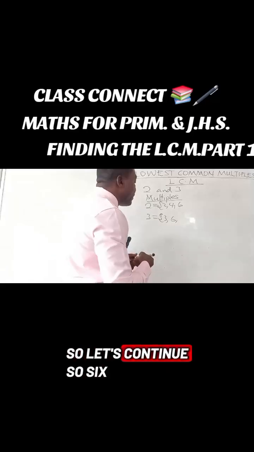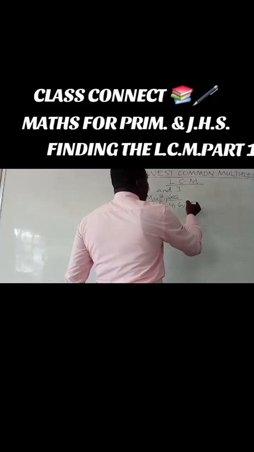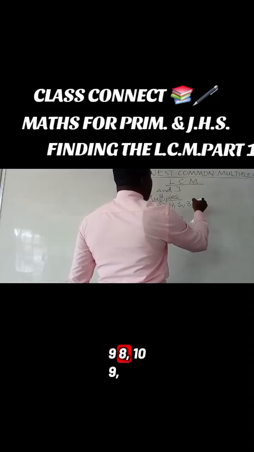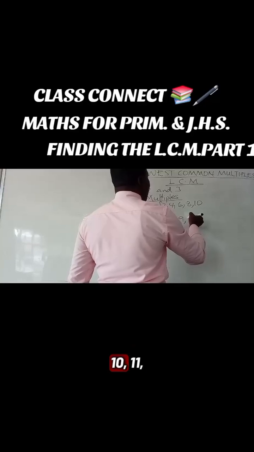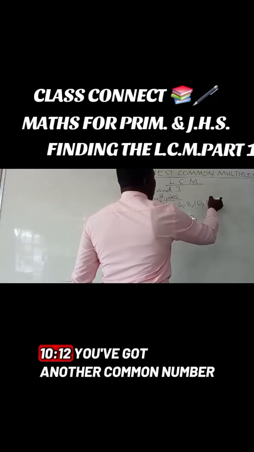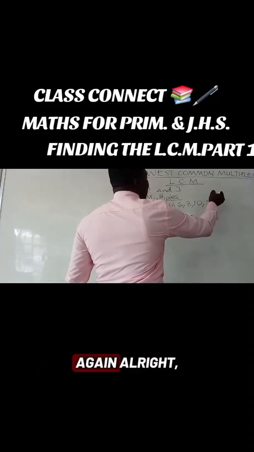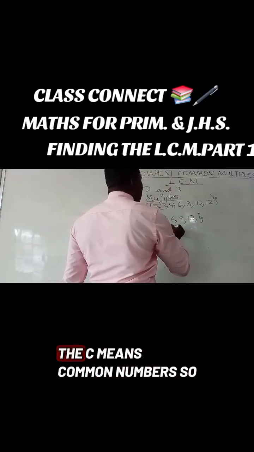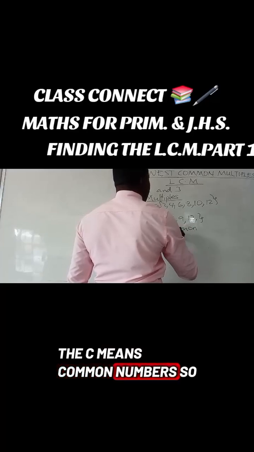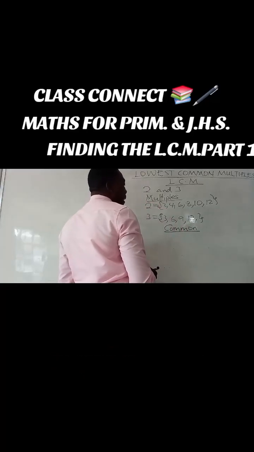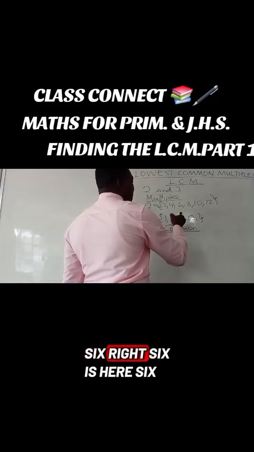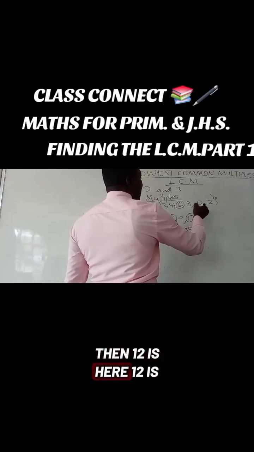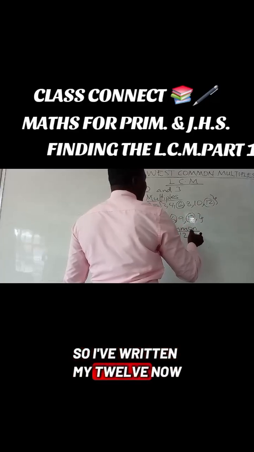So let's continue. 6, 8, 9, 10, 11, 12, and 10, 12. We've got another common number again. So you see, you've gotten 2 common numbers. Now let's go to the C. The C means common numbers. So the common numbers, which numbers? 6, right? 6 is here, 6 is here. So I've written 6. And then 12 is here, 12 is here. So I've written 12.